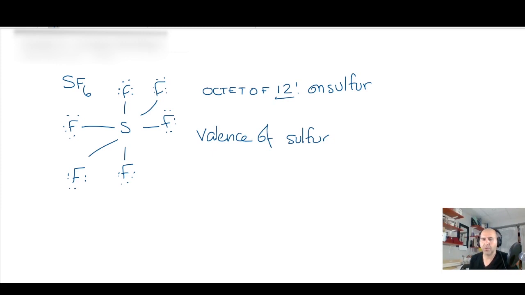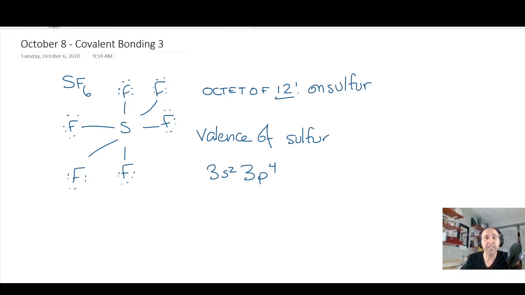is, well, sulfur is under oxygen, right? So it's going to be 3s2 3p4, which in principle means sulfur should only really have a bonding arrangement similar to that of oxygen: 2 lone pairs and 2 bonding pairs for a total of 8 electrons. But we do see compounds like this existing.